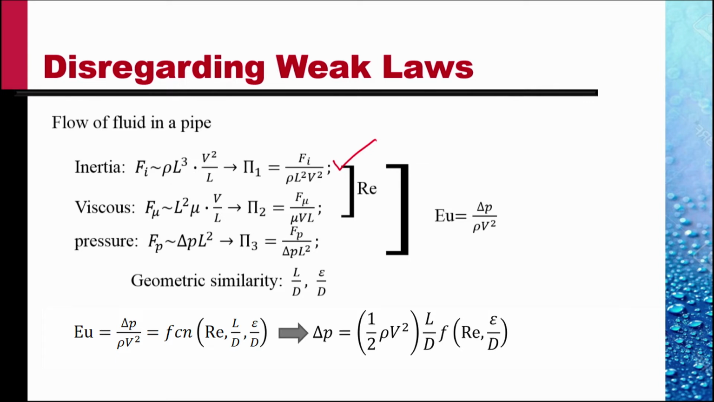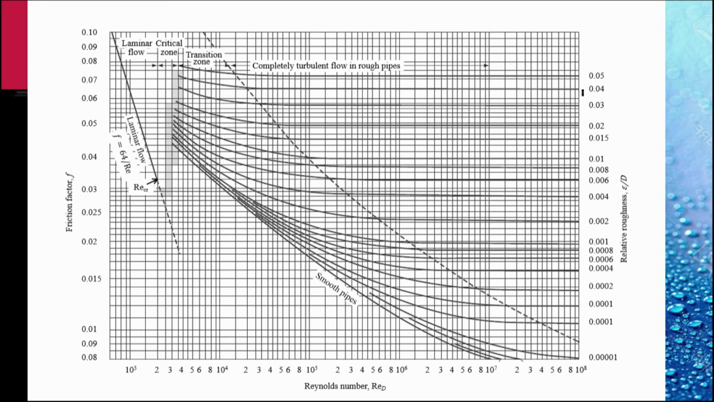Now, this function F as a function of Reynolds number and the relative roughness parameter epsilon by D has been plotted by Moody in the Moody chart to obtain this relation. On this, the friction factor F is on this scale, the Reynolds number is on this scale, and the various curves are for the various values of the relative roughness parameter epsilon by D.